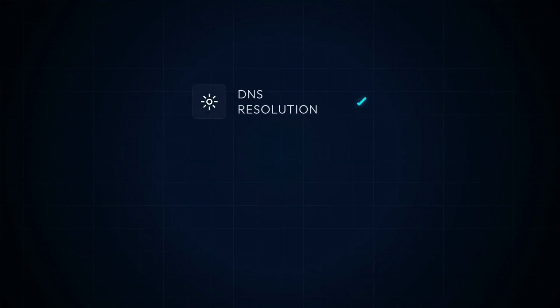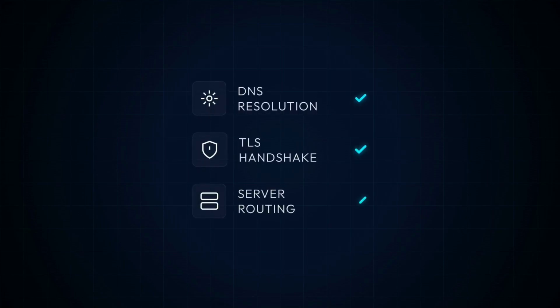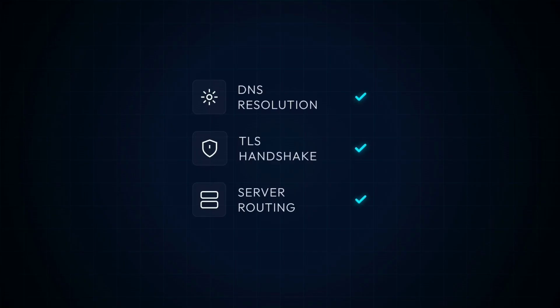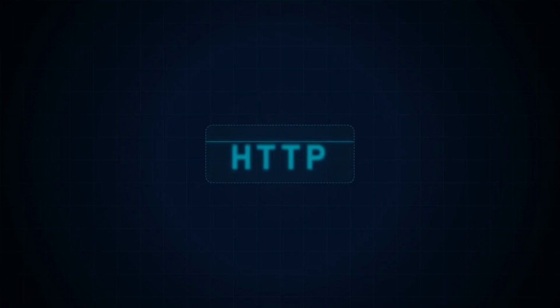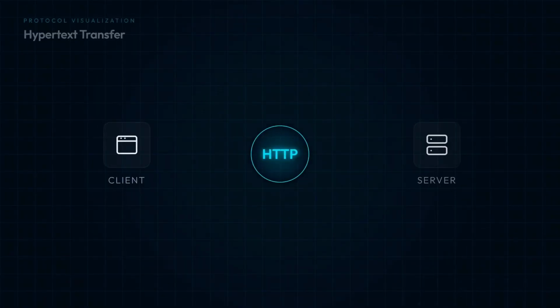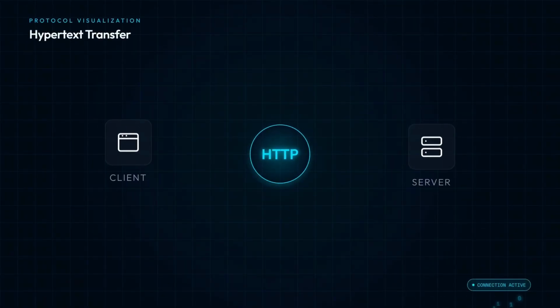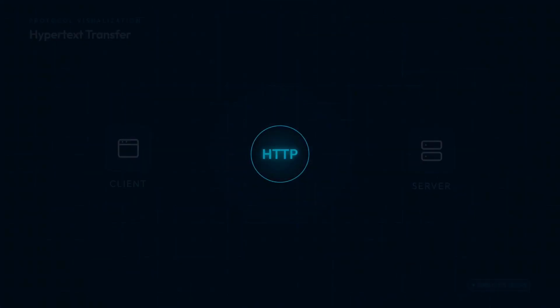Back in episode 1, we mentioned 3 things happening under the hood every time you load a page: DNS, encryption, and HTTP. Since then, we've covered DNS, TLS encryption, and even flipped over to look at what's happening on the server side. Today, we're closing the loop with HTTP, the actual language your browser and a server use to talk to each other once the connection is set up.